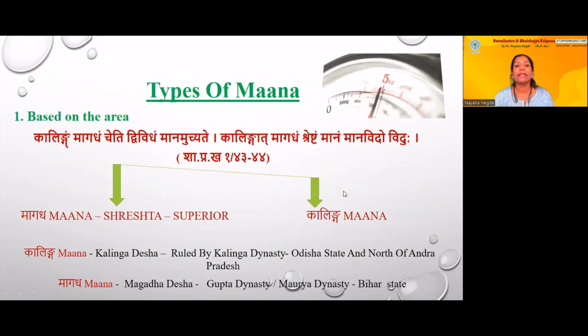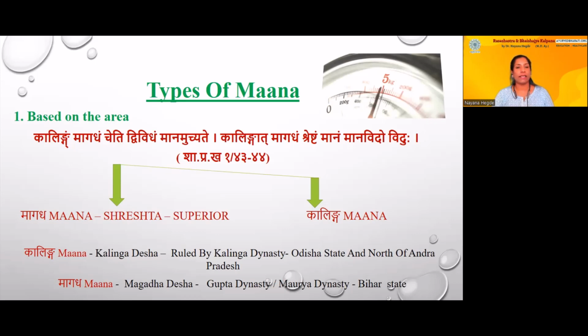Next is types of mana. There are two classifications for the types of mana. One is based on the area and the second is based on the nature of the substance. First we'll study the one based on area. Based on the area, there are two types of mana. Kalingam, Magadham, Cheti, Vividham, Manam Uchyate. Kalingat, Magadham, Shrestham, Manam, Manavido Viduhu.